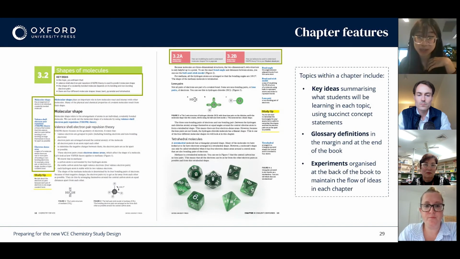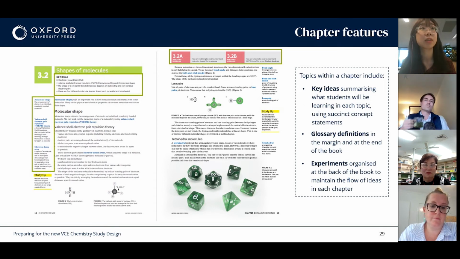All right, diving into a topic, you'll find that each starts with key ideas. These are succinct concept statements that summarize what the students will be learning in each topic. Glossary definitions can be found within the margins and also at the end of the book, and experiments appear at the back of the book as well, but in order to help maintain the flow of ideas, they're signposted here, so it's a bit easier for you to navigate.